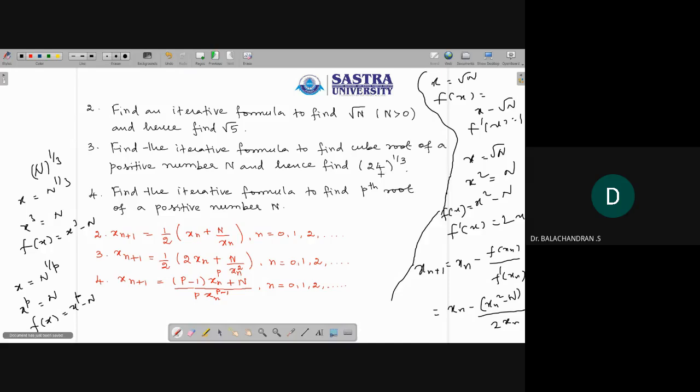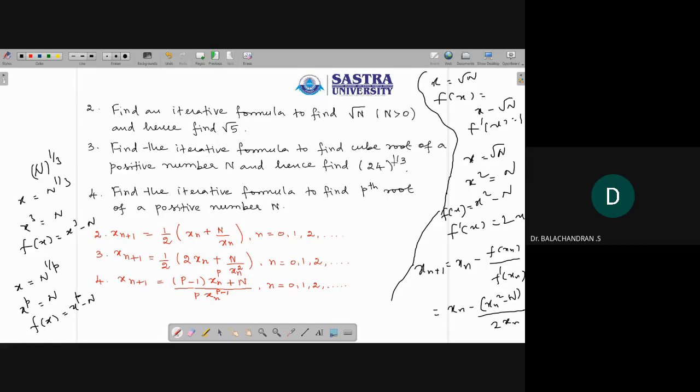Because we should take the known number. Otherwise you should take x naught as 25 power 1 by 3 using a calculator. Otherwise we don't have any other option, because here you can take it easily, that is root 4. Root 4 is 2. But here you should choose 25 whole power 1 by 3 using a calculator.